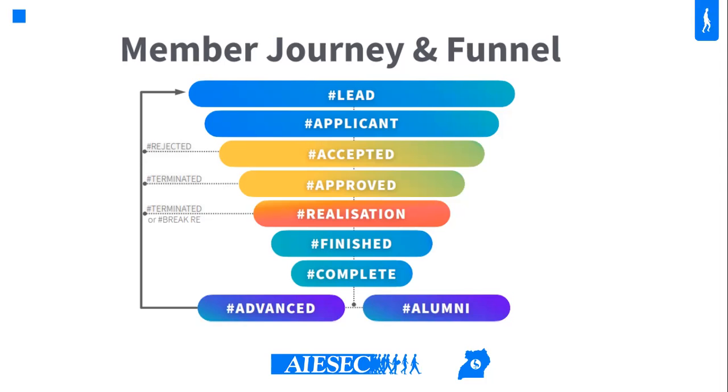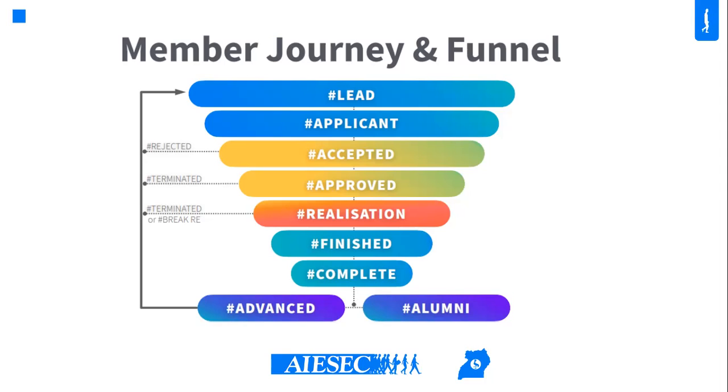Now, when a member finishes the experience, this can be short-term, like an organizing committee of a conference, or long-term, for example, a term as LCVP or MCVP. Once they are done with the experience, they are labeled as finished. After that, they fill the NPS and the final leadership development assessment test. Then at the complete stage, they can choose to advance. For example, I finish my LCVP term, then choose to advance to become MCVP.